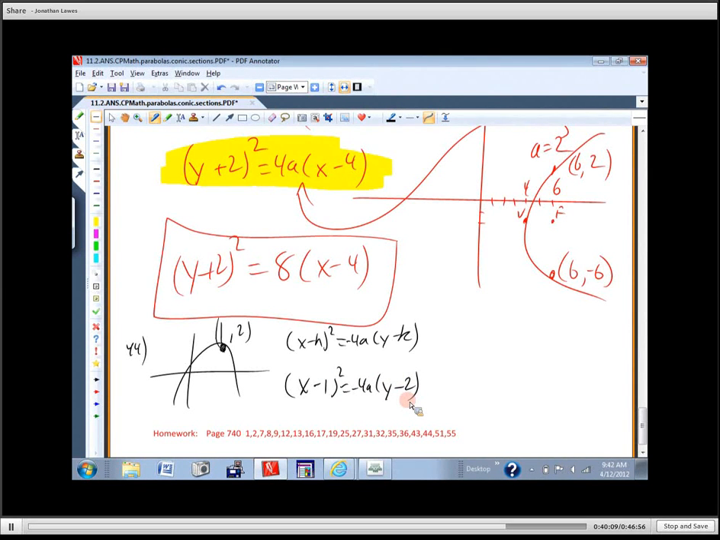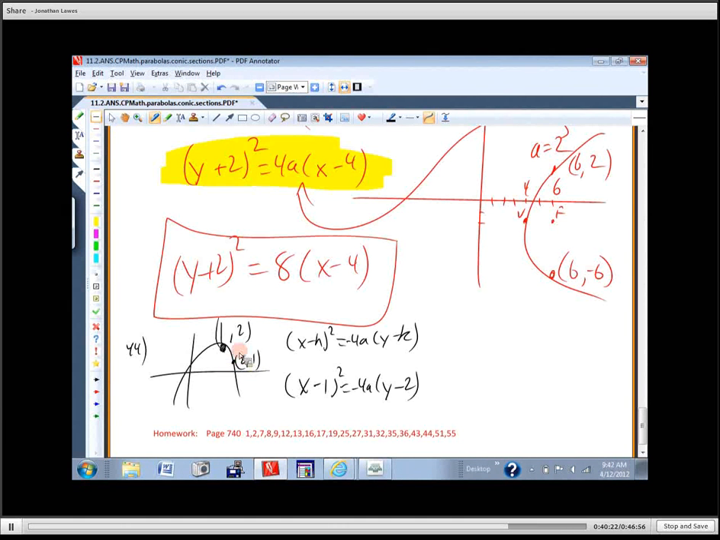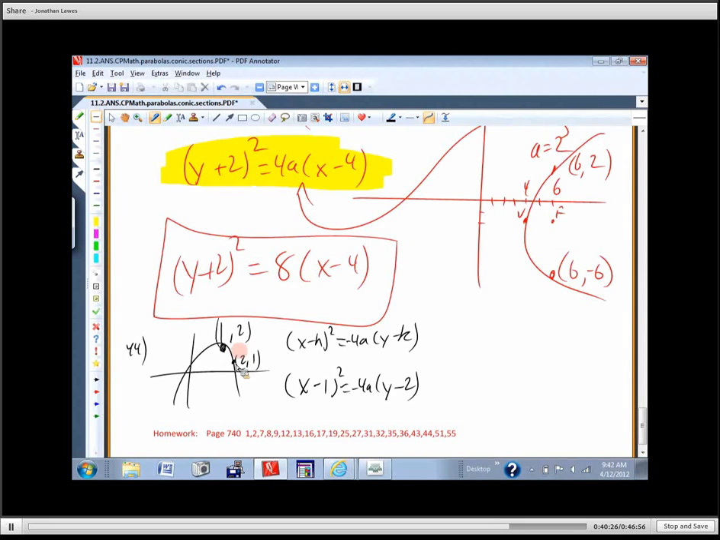Now, how do you figure out what a is? They gave you one other point. That other point was 2, 1. Not necessarily. Okay, they didn't say that's the end point of the latus rectum. So if this point is on the graph, what must also be true? If the point is on the graph, then it works in the equation. So I can plug that in for x, that in for y, and solve for what a would have to be to make that true.